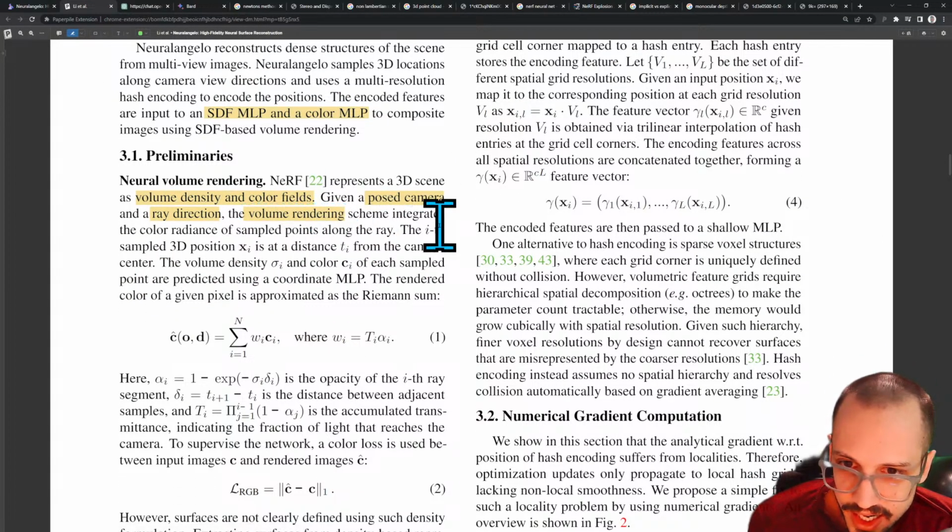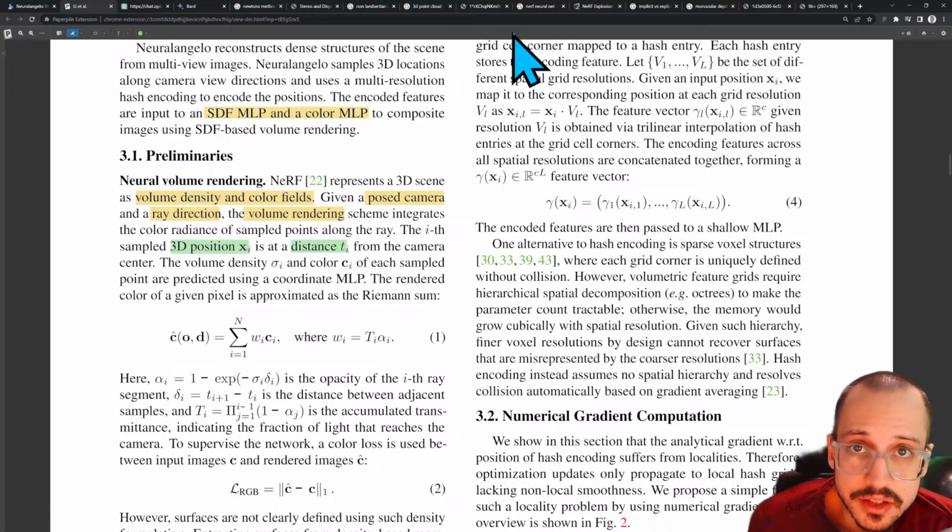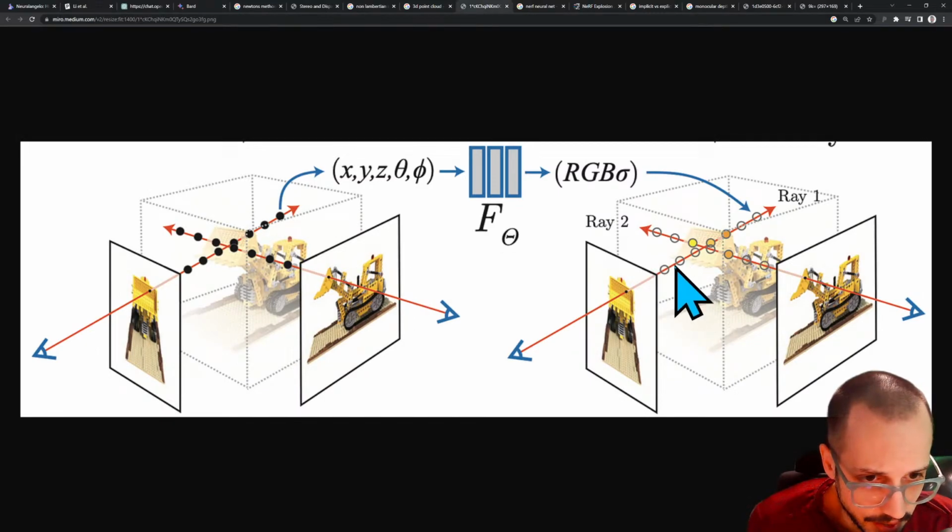Okay, the ith sampled 3D position x_i, at a distance t_i from the camera's center. So what are we talking about here? Here i refers to the index, so this would be 0, 1, 2, 3, 4, 5, 6, or 1, 2, 3, 4, 5, 6, 7 if you're 1-indexing versus 0-indexing, and then the distance is basically the distance from this point here to the camera, distance from this point here to the camera, and so on.